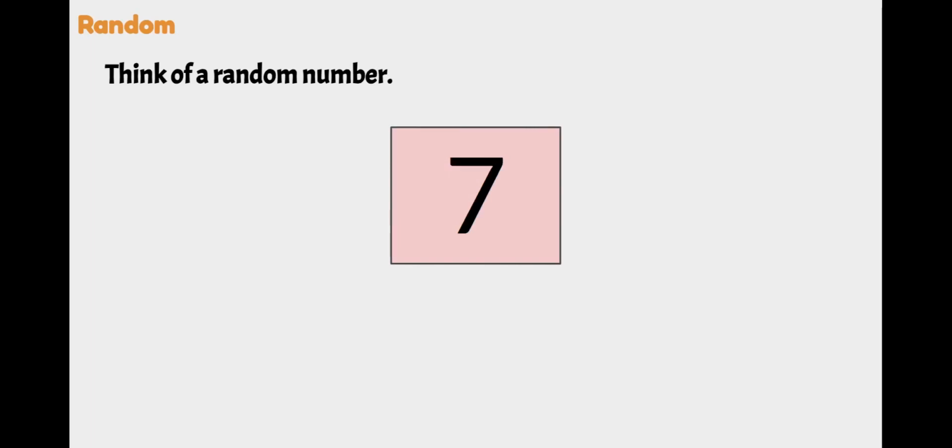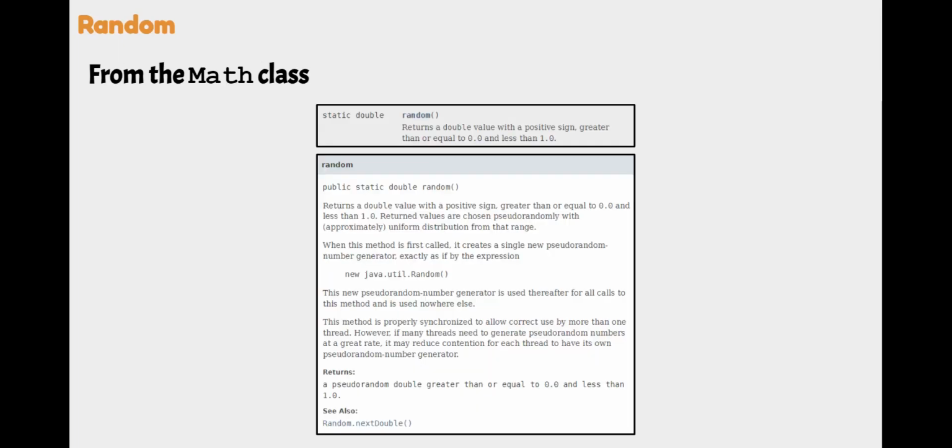All right, this isn't some kind of magic trick to try to guess the number you are thinking of. This is an introduction to the random method from the Math class. We'll see that it's static. It does not accept any parameters, but it does return a double. It tells us that it will return a double value with a positive sign greater than or equal to 0.0, but less than 1.0.